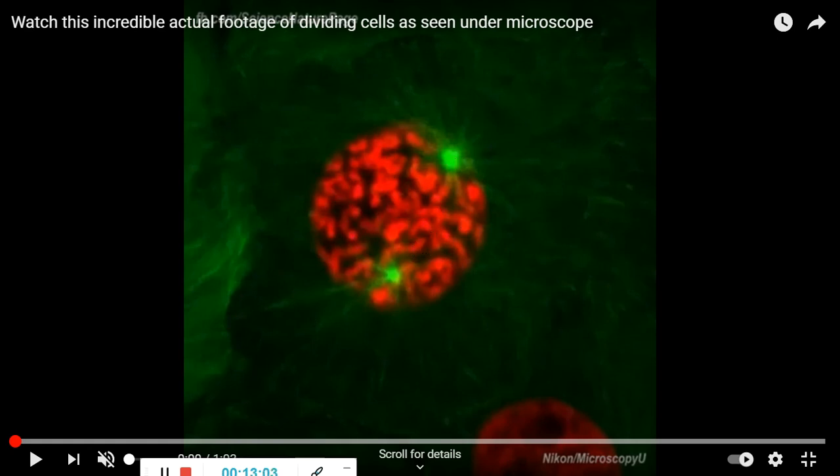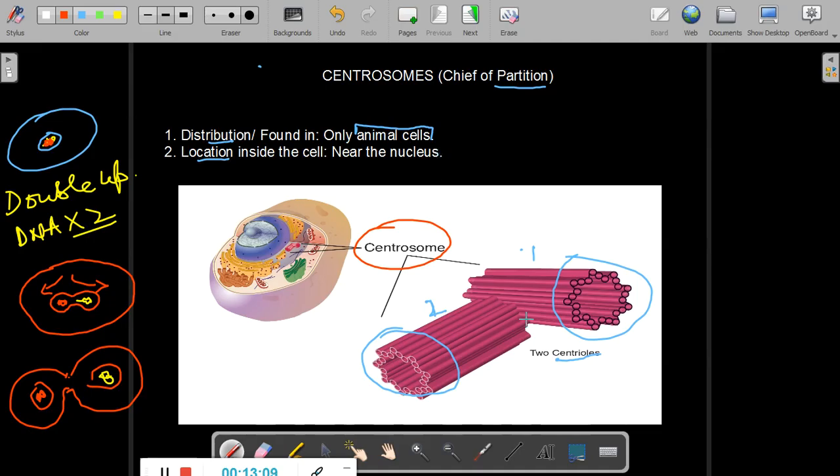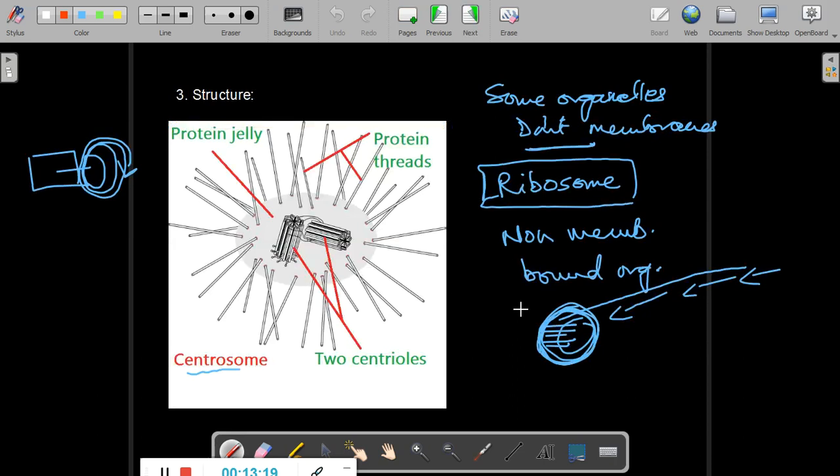And what you see here, this green blob, this green ball, is one centriole, not the centrosome. This one centriole moves to one side and the other centriole moves to the other side. These are like two motors, right? So we were talking about motors, right? So this goes to one side of the nucleus, this goes to the other side of the nucleus, and both of them carry with them a little jelly and protein threads.